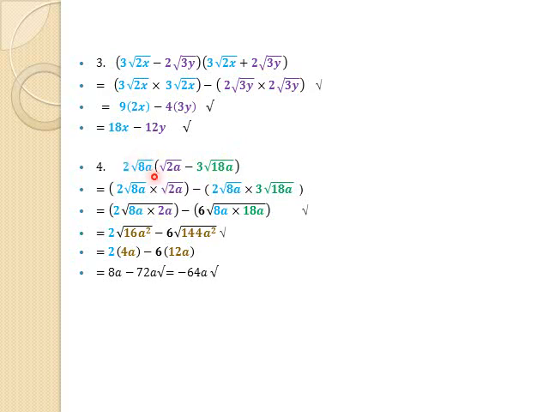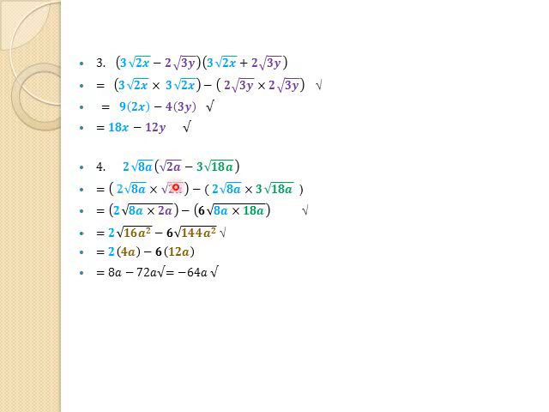Right, now in number 4, we're testing your knowledge of distributive law. We have one term outside the open brackets, right? So there's no sign there, therefore we're testing multiplication. This term with the first term, this term with the last term. So 2 square root 8a times square root 2a. Positive times negative gives me negative. 2 square root 8a times 3 square root 18a. Right, so there I'll leave the 2, or 2 times 1 stays 2.